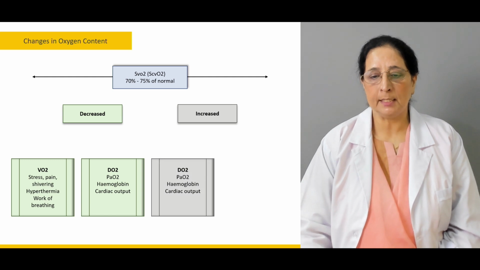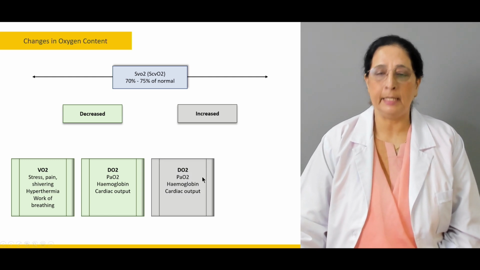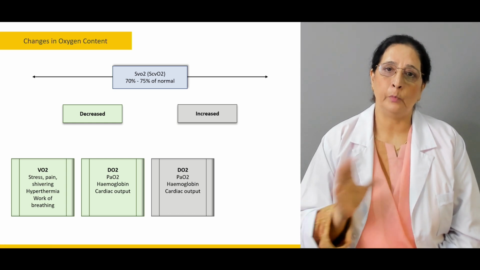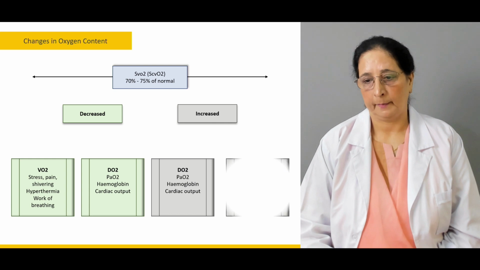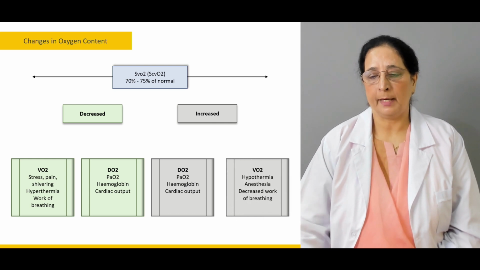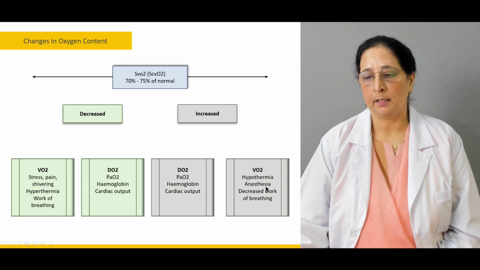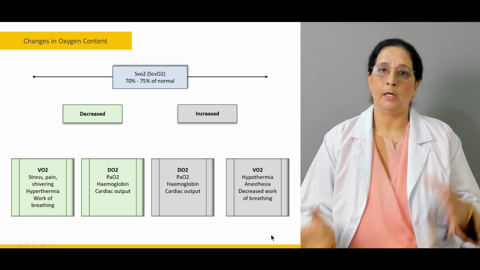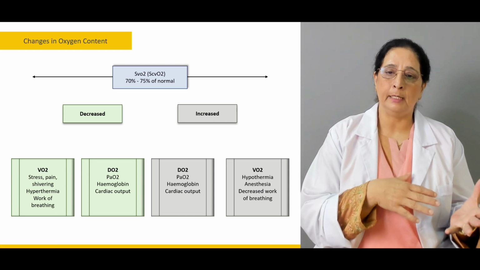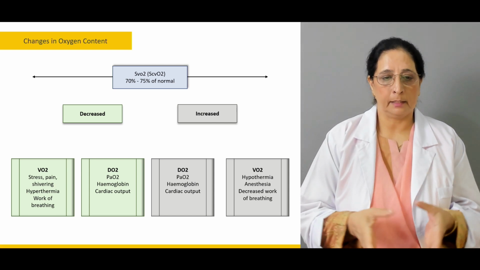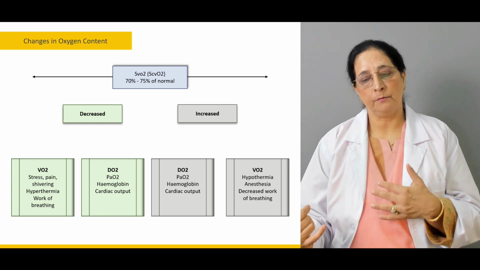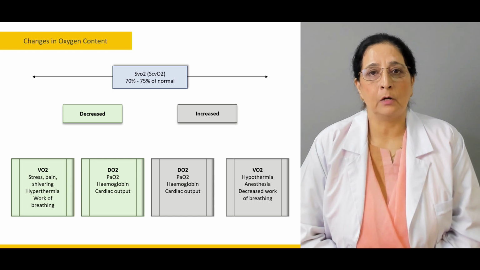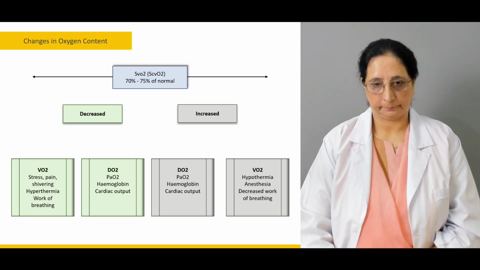Now, increased delivered oxygen again depends on the arterial oxygen concentration, hemoglobin level, and the cardiac output. And it also depends on the hypothermia, anesthesia, decreased work of breathing. So increased work of breathing causes a decrease, and decreased work of breathing causes an increase of the central venous oxygen saturation.